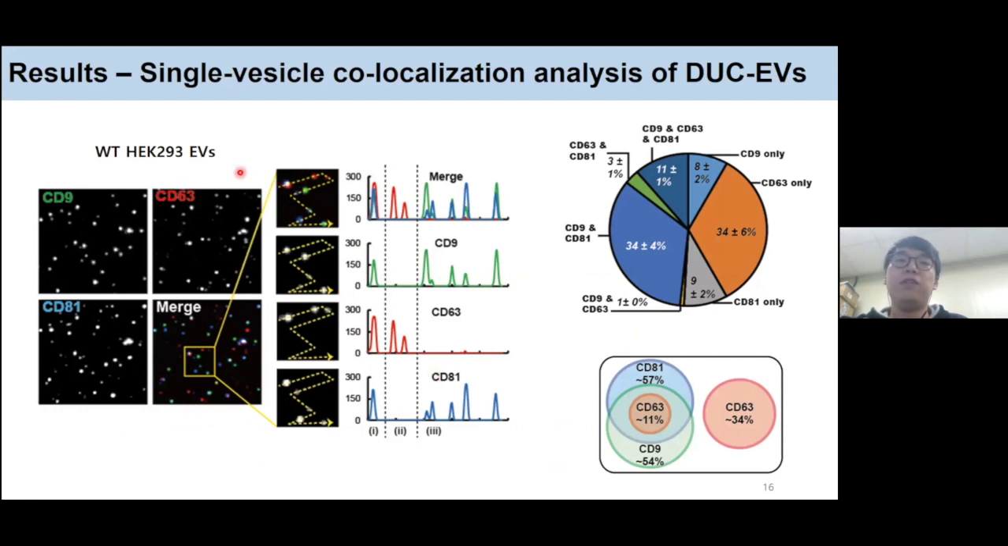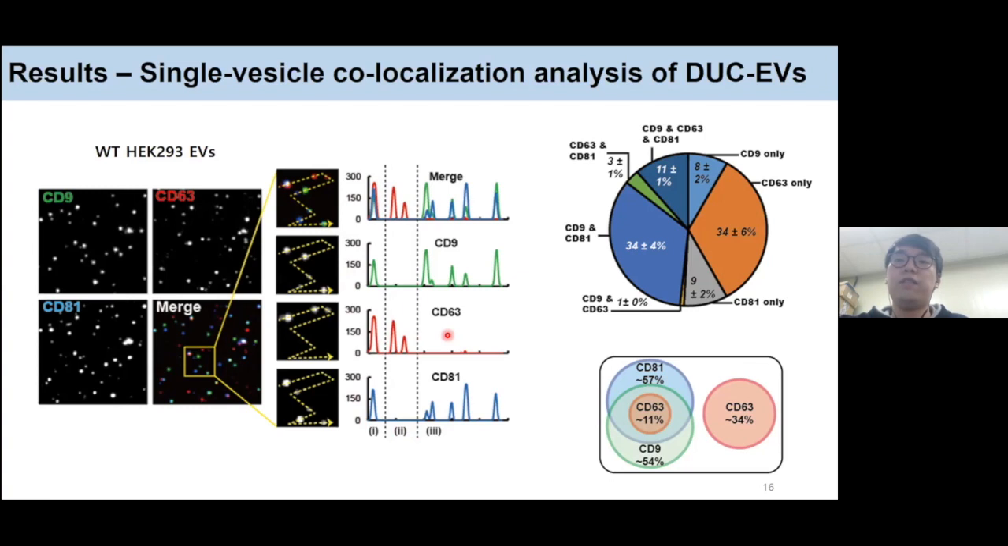So EVs were isolated from HEK-293 cells by differential ultracentrifugation. The images on the left side are representative TIRF microscopy images of HEK-293 EVs with tetraspanin labelings. From the magnified images, we can confirm that there are three different types of extracellular vesicles. The first one is CD9, 63, 81 triple positive EVs. The second one is CD63 single positive EVs, and the other is CD9 and 81 double positive EVs.